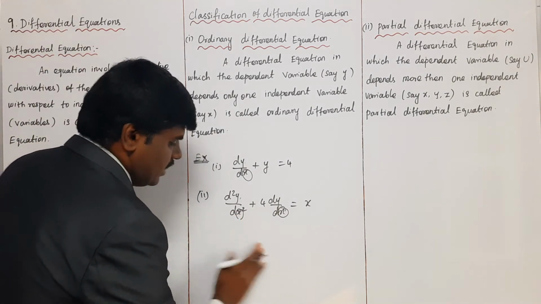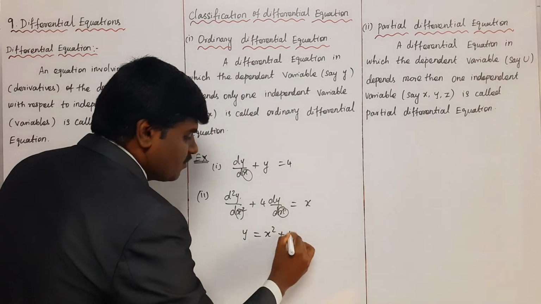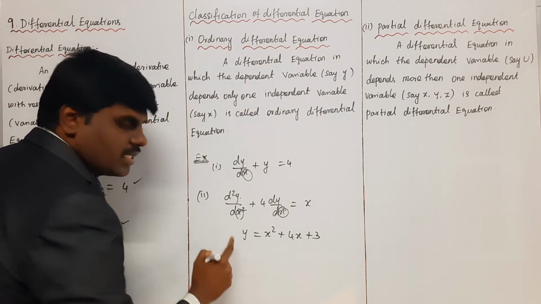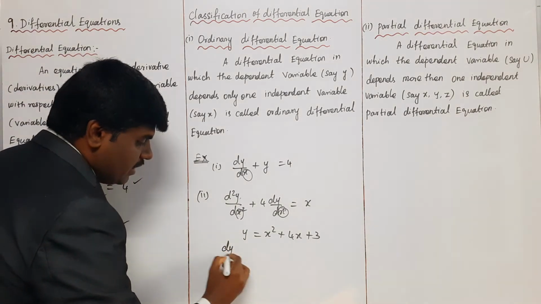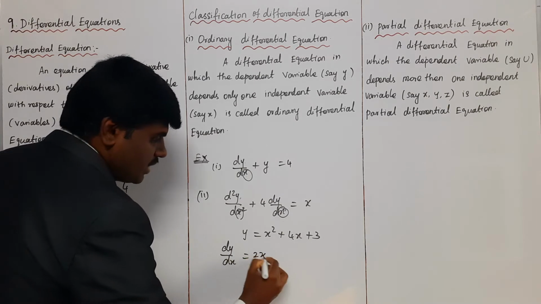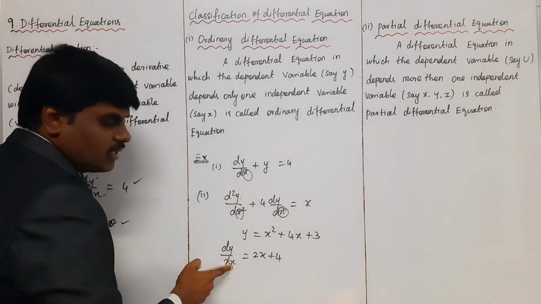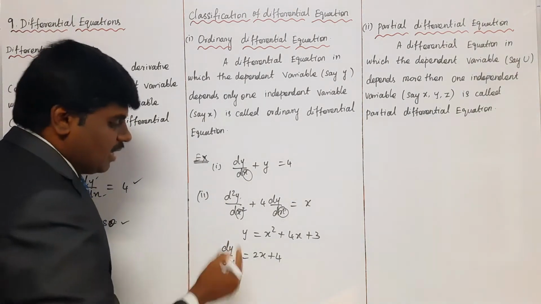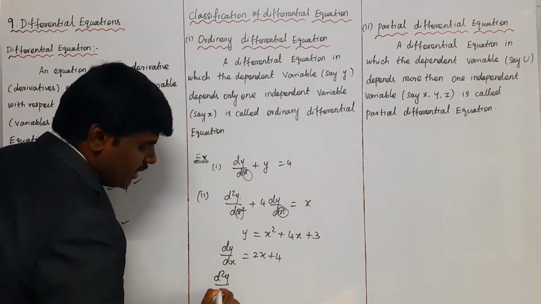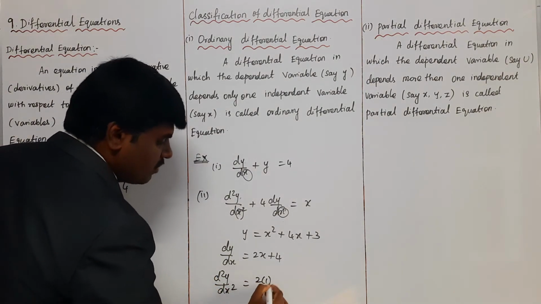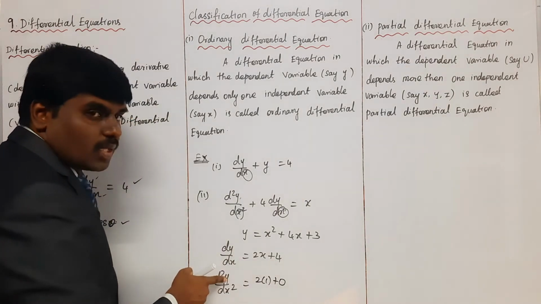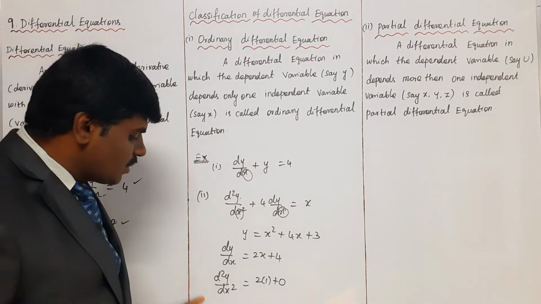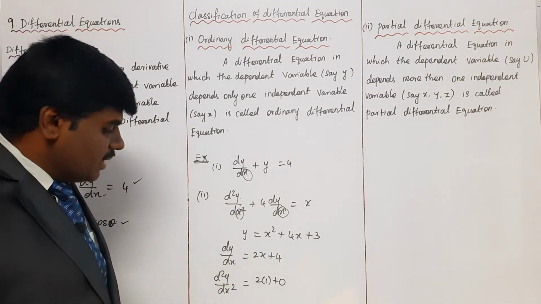For example, see y is equal to x squared plus 4x plus 3. Is that clear? I differentiate the given function y with respect to x, so dy by dx is equal to 2x plus 4. So y is a dependent variable and x is an independent variable, only one independent variable. Again I differentiate: d squared y by dx squared means 2 into 1 plus the constant 0. In the same way, y is a dependent variable and x is an independent variable. That is the meaning of two-time differentiation.